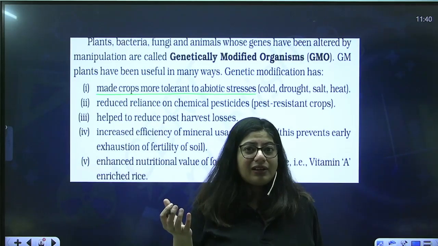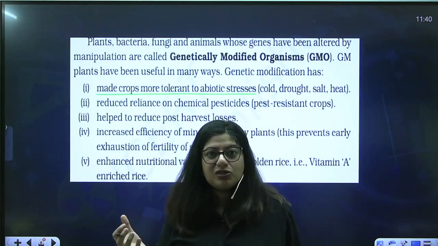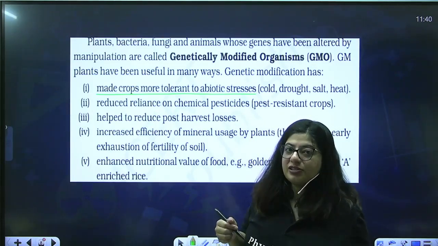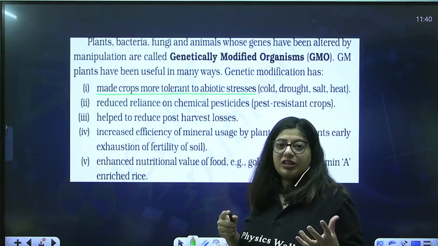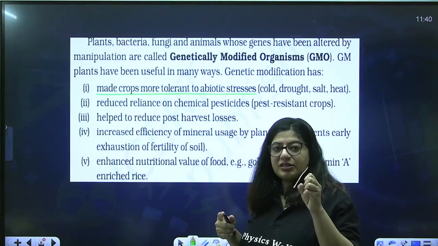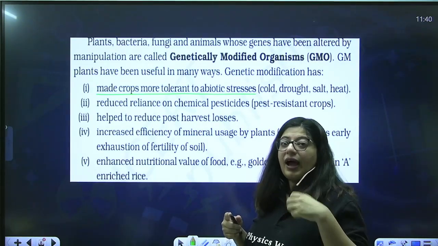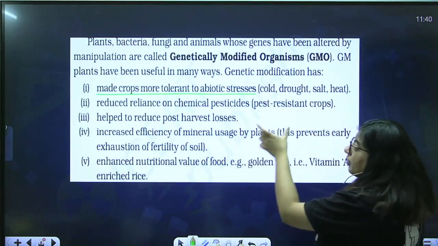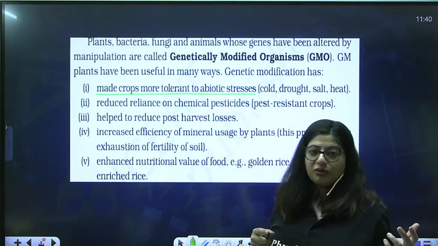So by that, plants can easily grow in deserts as well, right? There are certain plants that can fall off and get damaged due to hailstorms. What if we add a gene by which the plant gets a lot of strength and does not get damaged by the hailstorms? So that kind of stress, they can be made resistant or tolerant to them, right?